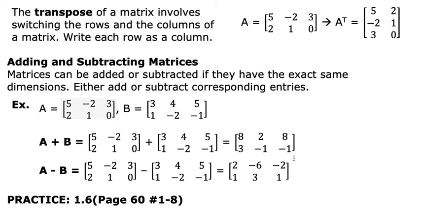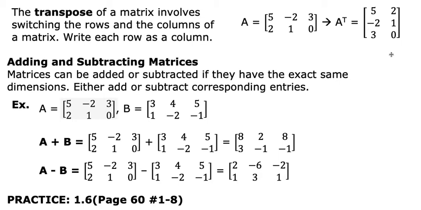The transpose of a matrix involves switching the rows and columns of a matrix. Write each row as a column. So if this is row 1, 5, -2, 3, that's row 1. Then that becomes column 1, 5, -2, and 3. Row 2 becomes column 2, 2, 1, 0 becomes 2, 1, 0. So this can help to make sure that matrix operations are compatible.